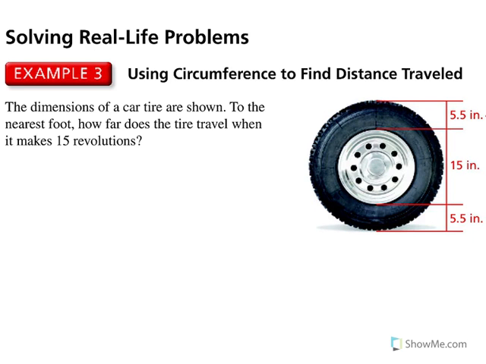In example 3, we're going to look at a real-life problem, so using circumference to find distance traveled. So here we have a car tire, and it says to the nearest foot, how far does the tire travel when it makes 15 revolutions? Okay, so we're going to use circumference first to find out how far does it travel when it does 1 revolution. Okay, how far is it all the way around that tire?